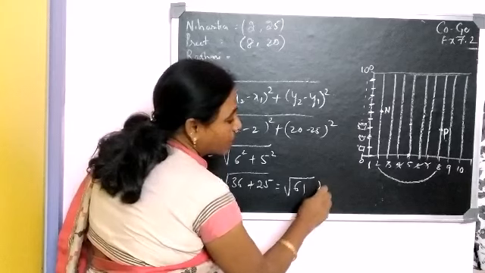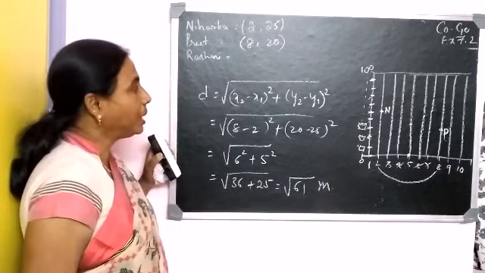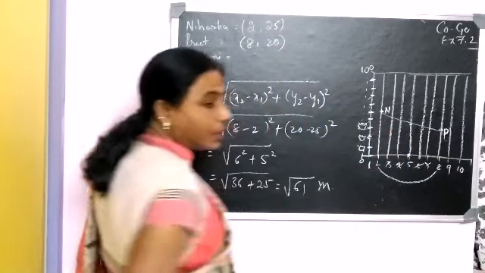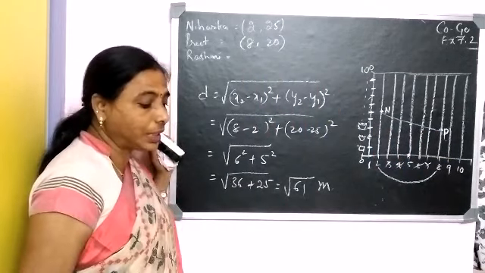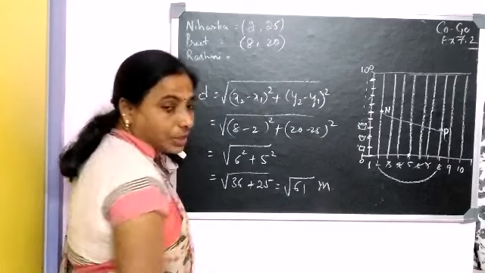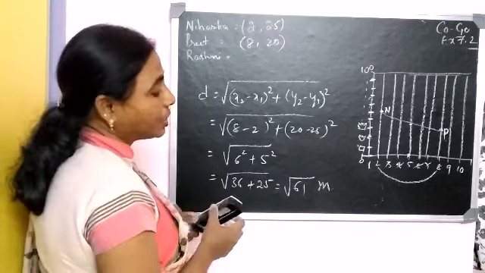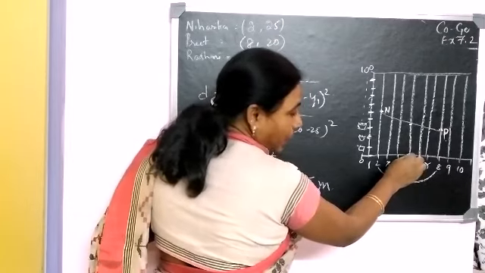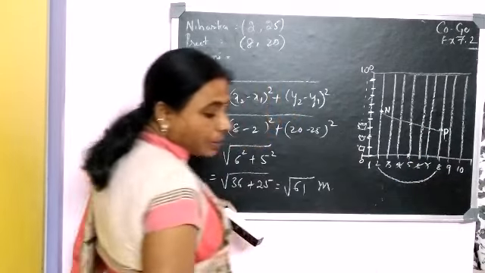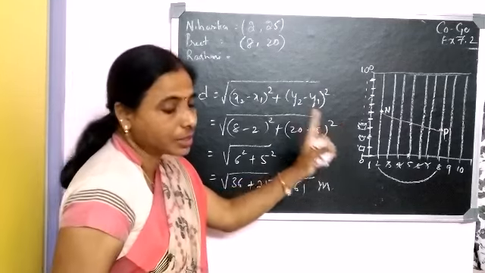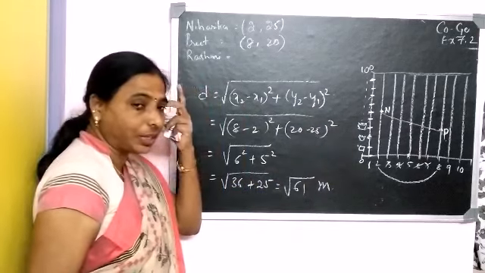So root 61 meter. That means the distance between Niharika and Preet here is root 61 meter, the distance between those two. Now let us find out where Rashmi is running. Rashmi is running on the 5th line, but we have to find out where Rashmi is located. We have to find it out now.